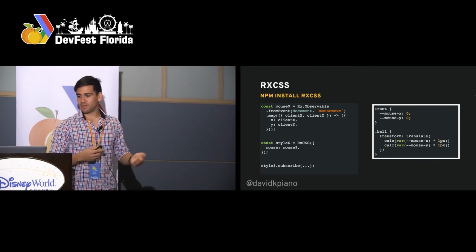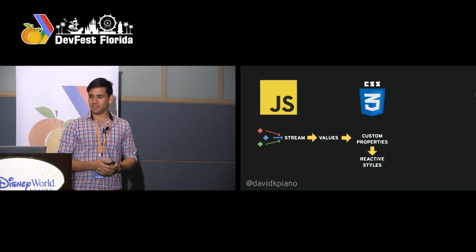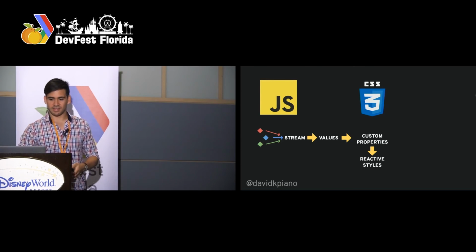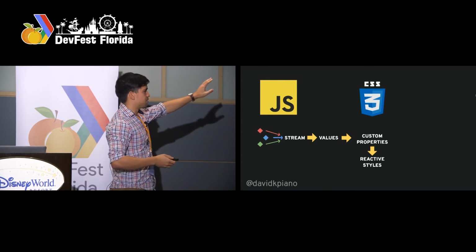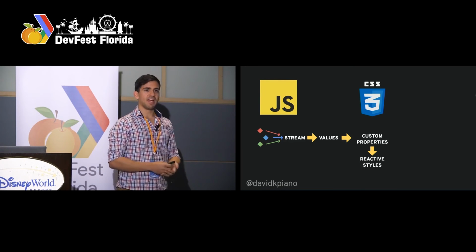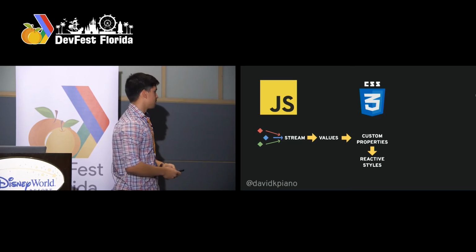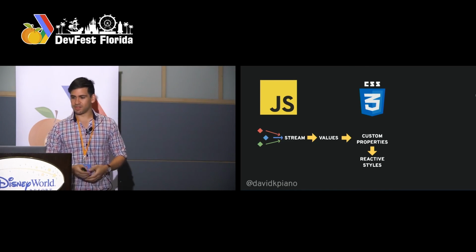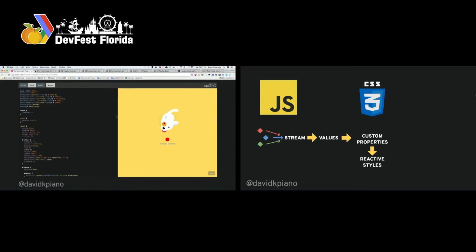And so this makes scalable animations really easy to do, using RxJS and CSS. Essentially what's happening here is we're using JavaScript just to provide the stream of values. And then we're passing them over to CSS custom properties, and essentially we get reactive styles as a result of this.